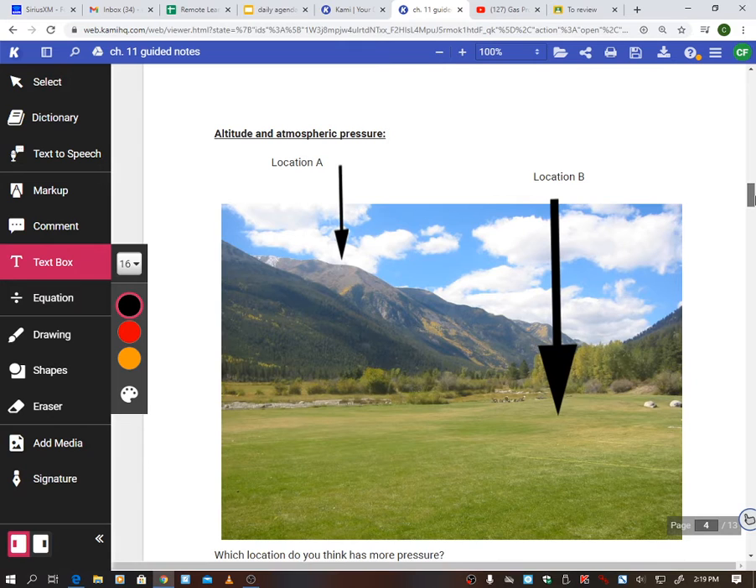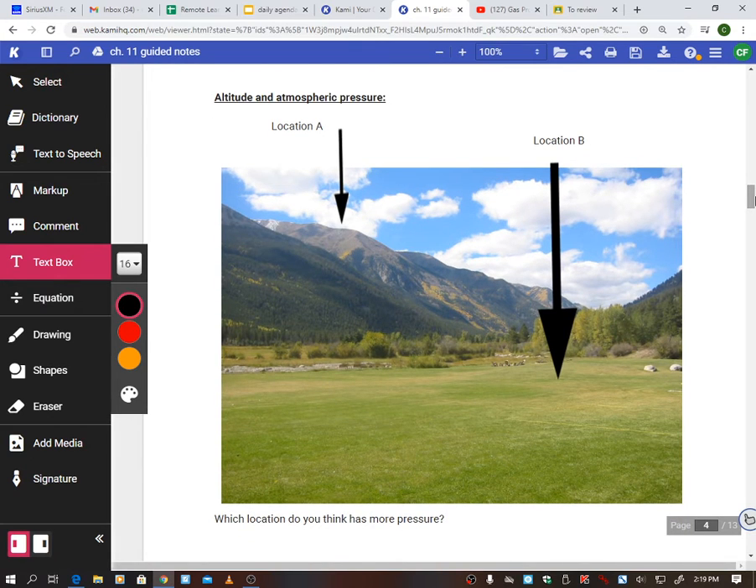All right, so continuing with that thought, we have altitude, like if you're up on a mountain or if you're down here in the plains, and what the pressure is doing. So look at these arrows. What do you think is happening with pressure? Which location do you think has more pressure? I'm going to give you just a second to think. And the location that has the most pressure is going to be location B.